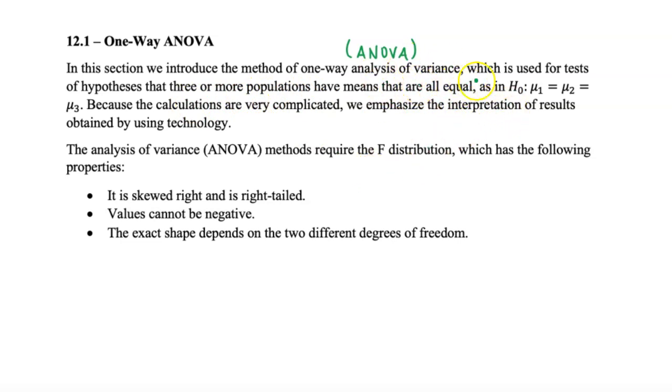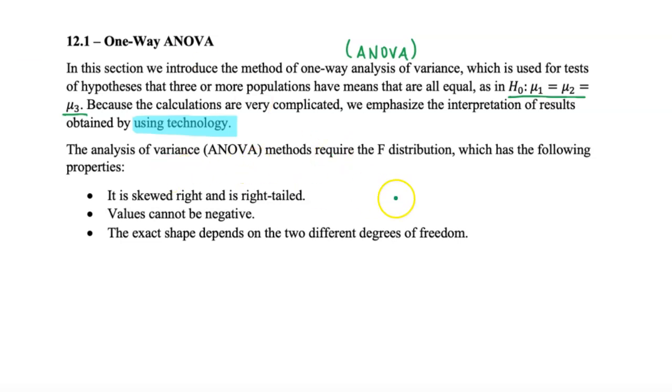If we are testing the hypothesis that three or more population means are all equal, that means that our null hypothesis is that of equality, that mean 1 is equal to mean 2, which is equal to mean 3, so that all three of these means are equal. The calculations here are a little bit complicated, and so we are going to just emphasize the interpretation of results obtained by using technology. We're just going to use technology.